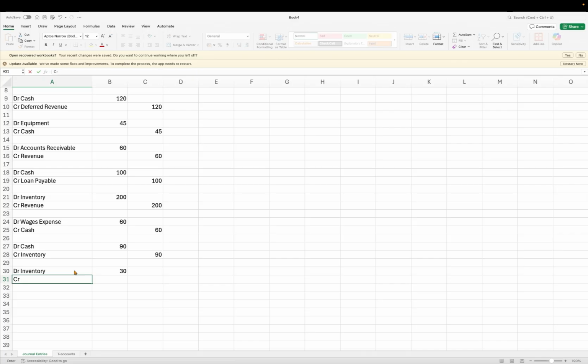Inventory is an asset, and assets increase with debits. So debit inventory for 30. Again, let it be gain on exchange. Gains increase equity and are recorded with credits. Right. Therefore, we've got gain at 30.